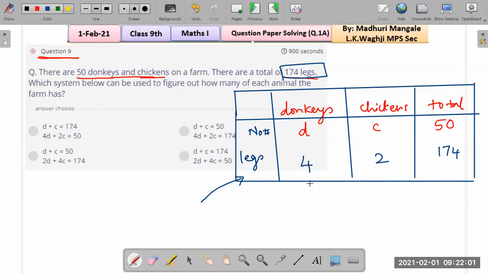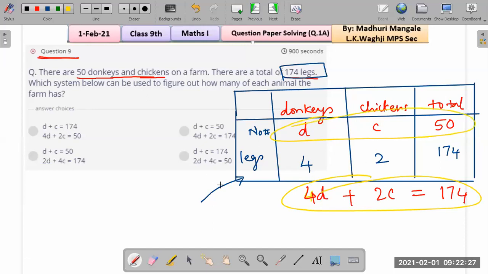4 legs for one donkey. So how many legs for D donkeys? We multiply. Okay, so 4D. All right, that will be 4D, and 2 legs for one chicken. So how many legs for C chickens? That would be 2C, and the total we know is 174, correct? So total equals this. This is one equation, students.